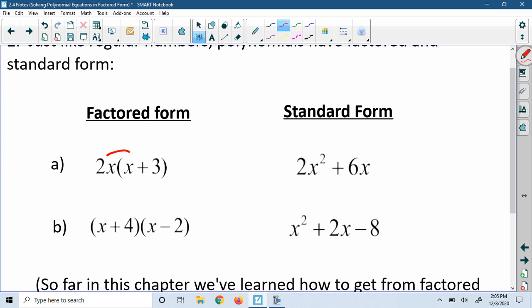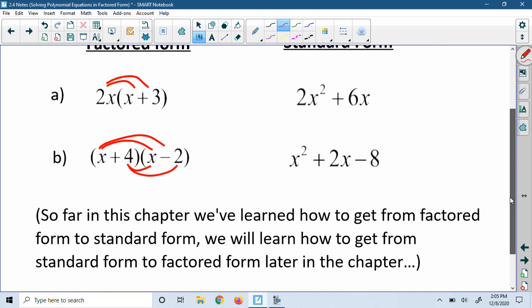Here we'd distribute the 2x, and we'd get 2x squared plus 6x. Here we learned the FOIL method. We'd do all of our foiling, and then we'd eventually get x squared plus 2x minus 8. So we know how to go from factored form to standard form.